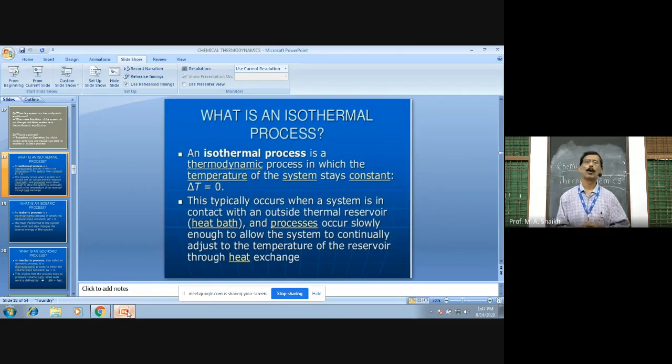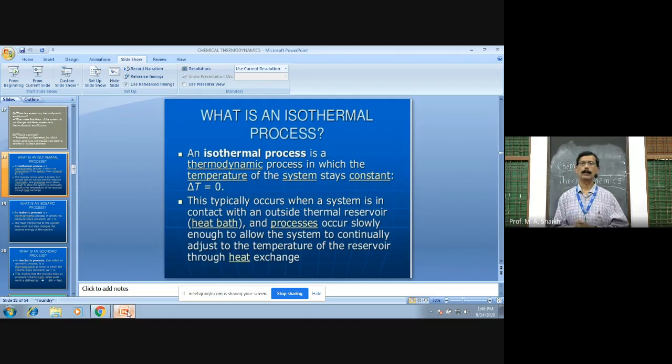Again, the question is which process is called isothermal process? What is the definition of isothermal process? A process in which temperature of the system remains constant throughout the change is called isothermal process.